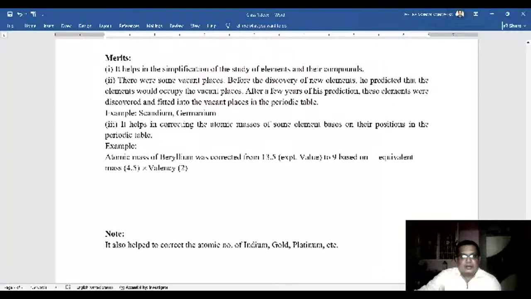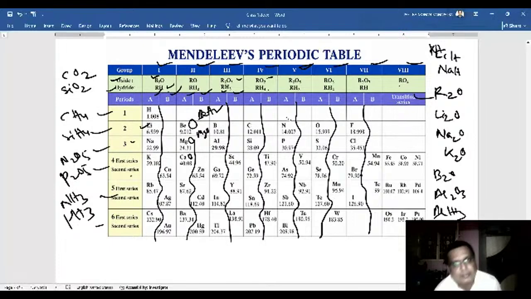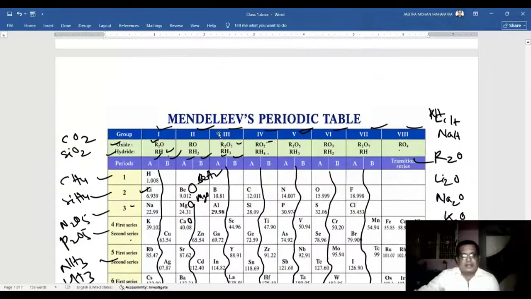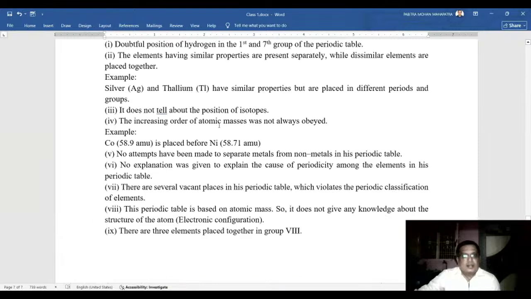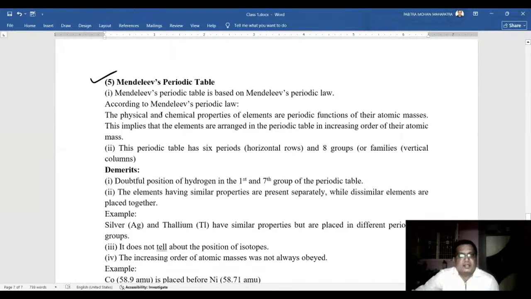You can easily find the similarity. Clear? It is the same thing. There is a similarity, though some slightly different as compared to the modern periodic table. You will also get the same properties, same features. Let me explain clearly about the Mendeleev periodic table.